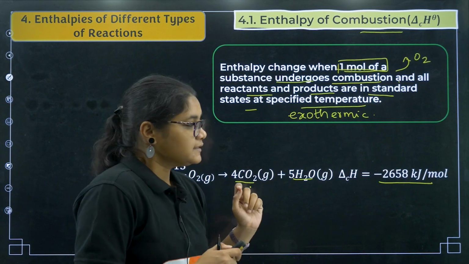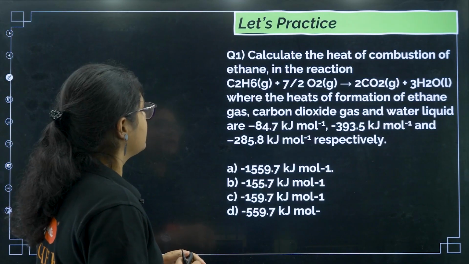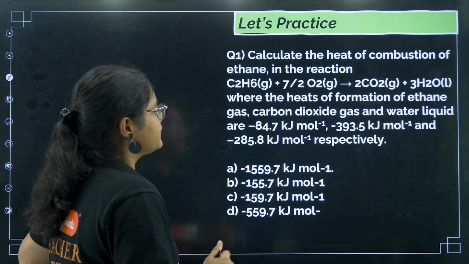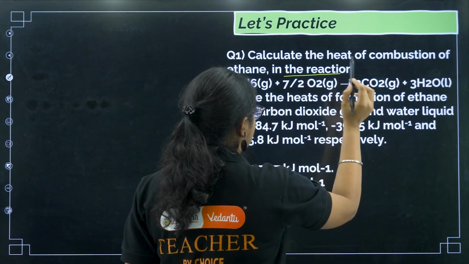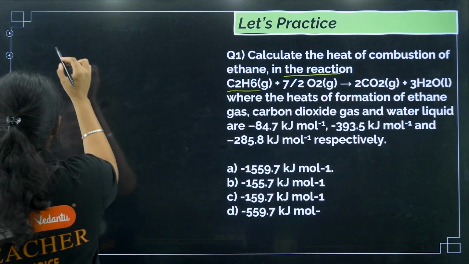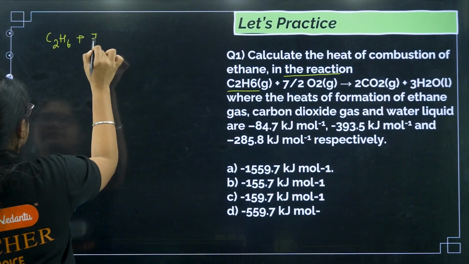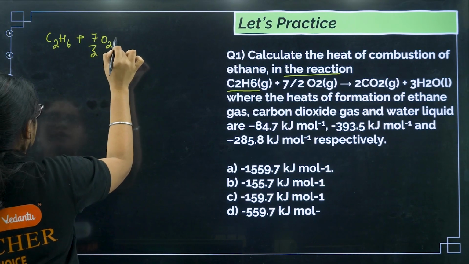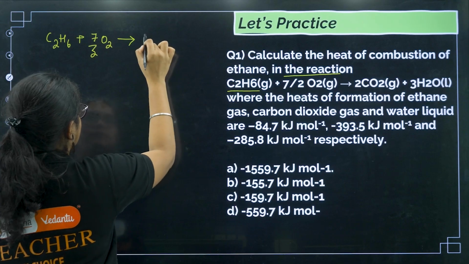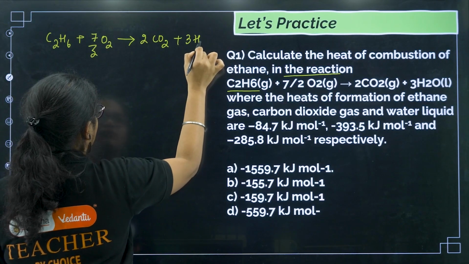Okay, next we have a question to practice for all of us, right? Calculate the heat of combustion of ethane in the reaction. You have been given C2H6, so I will write the reaction here. So we have C2H6 plus 7/2 O2 gives you 2 CO2 plus 3 H2O.